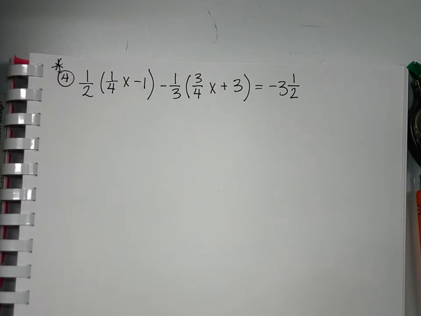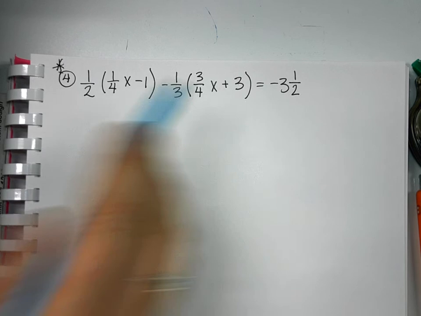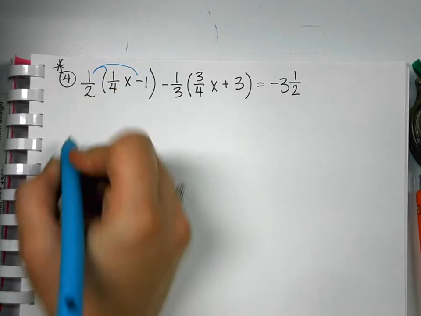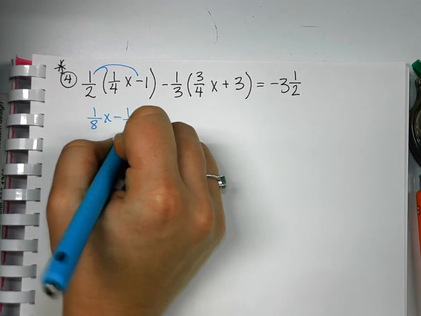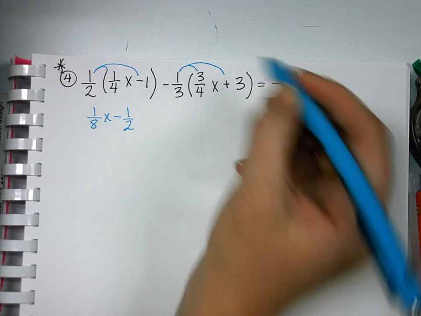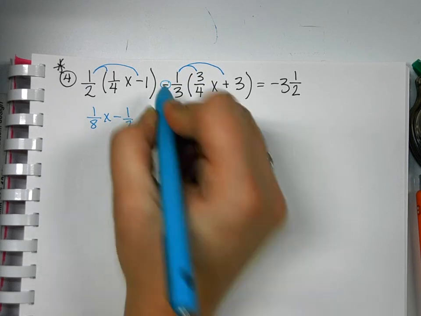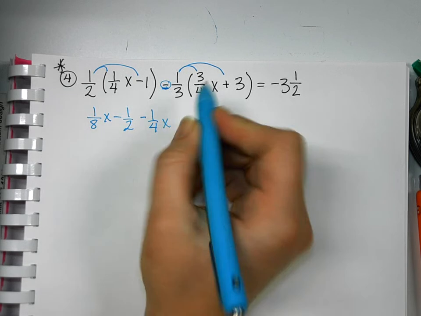All right, so first thing I'm going to do here is I'm going to try to get rid of some fractions by distributing the 1/2 and distributing the 1/3, because that'll combine a couple of my fractions. So when we distribute the 1/2, we'll get 1/8x minus 1/2. When we distribute the 1/3, and make sure we distribute that negative with it, we'll have minus 1/4 x minus 1.